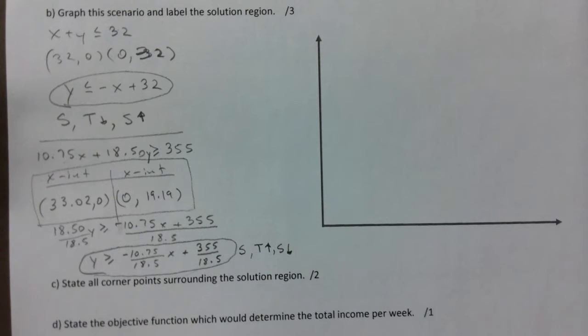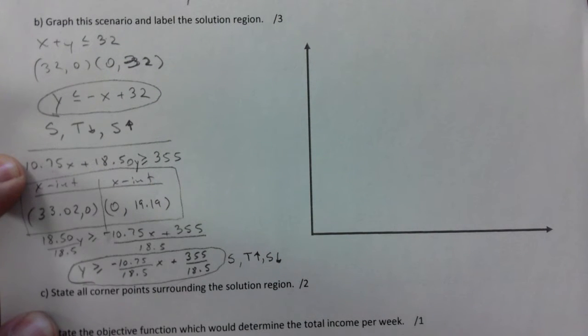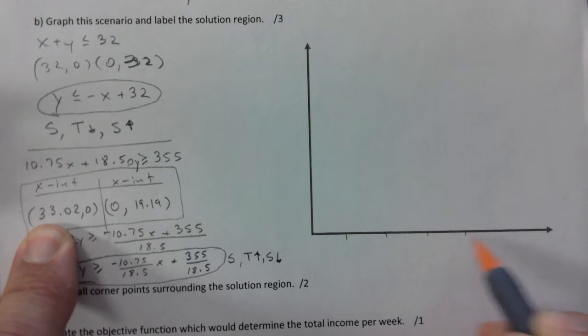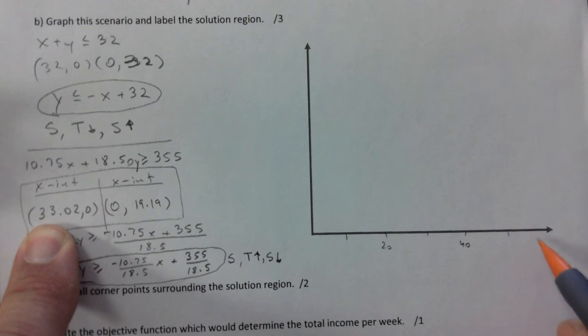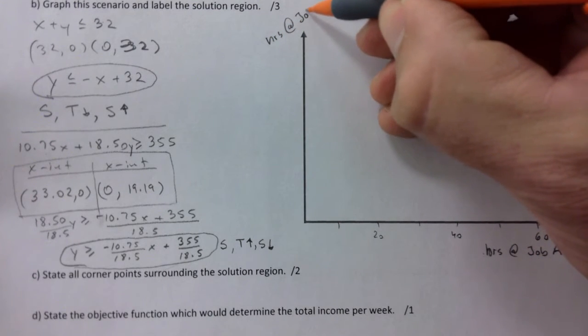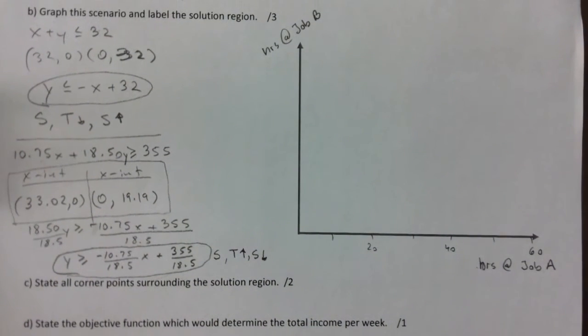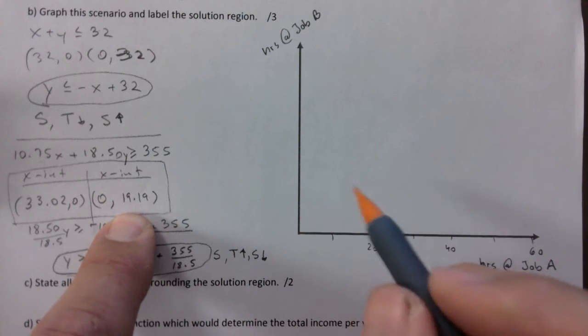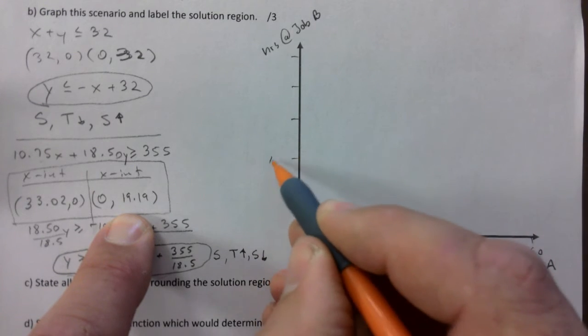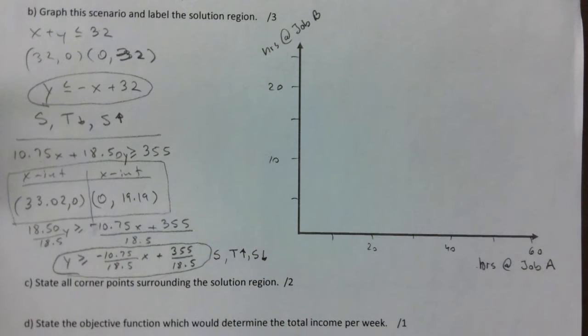Okay? Let's graph it now. I'm looking at these. I need to at least have up to 40 here. Right, I'm going to go up to 60 here just to make sure I have hours at job A. And then here I'll have hours at job B. Okay. Y-intercept, I'm going to go to 25 at least. 5, 10, 15, 20, 25. Okay.